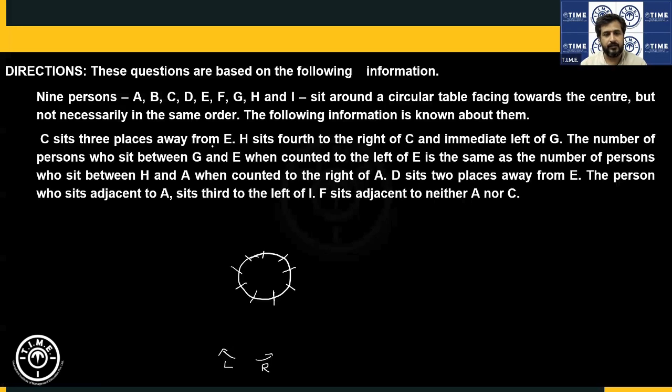C sits 3 places away from E. C sits 3 places away means there will be how many gaps? 2 gaps between C and E. C is given 3 places away from E, but they did not mention whether it is to the left side or whether it is to the right side of E. So it will be leading to 2 cases. So let me draw those 2 cases.